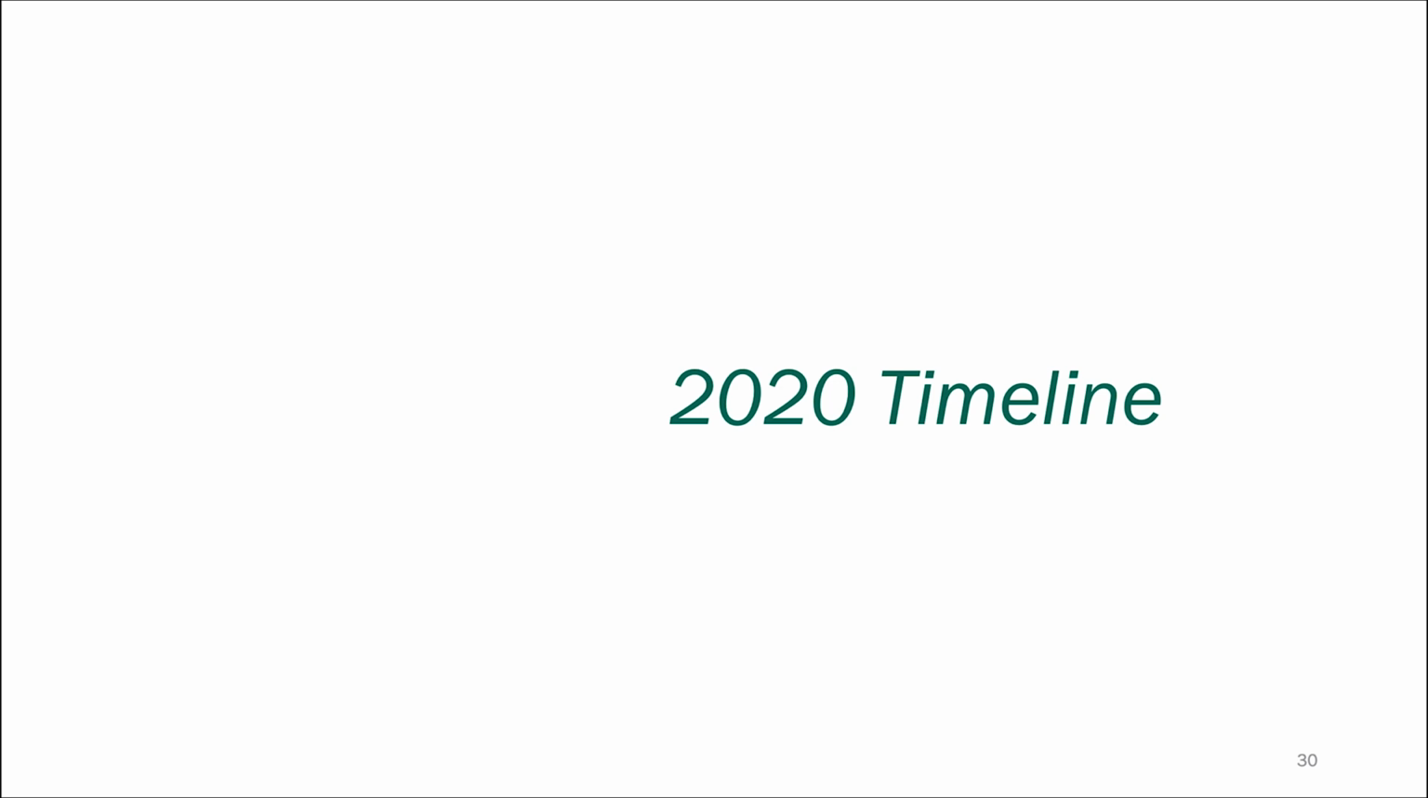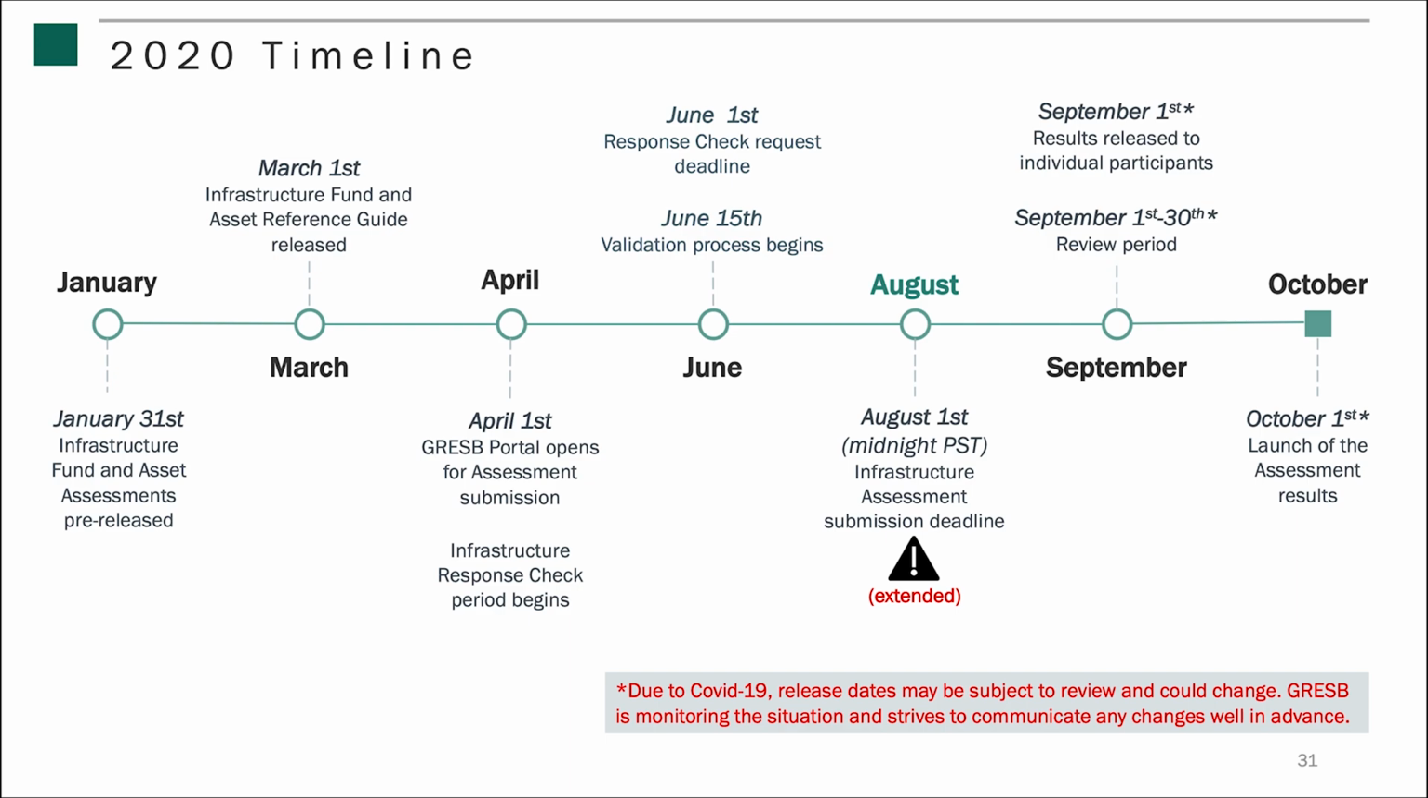Let's conclude by looking at the 2020 timeline. The assessment portal is open from April 1st to August 1st, midnight Pacific Daylight Time. Note that we've extended the deadline in 2020 and other dates may change in the future. We are reviewing the situation around COVID-19 and will communicate any other changes to the dates listed in the timeline well in advance.